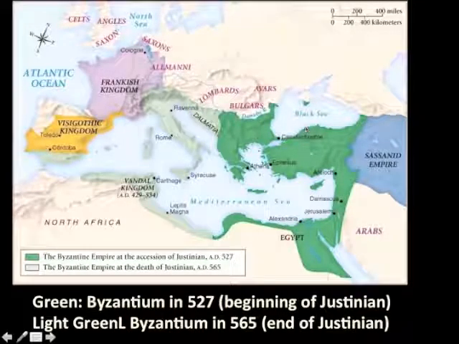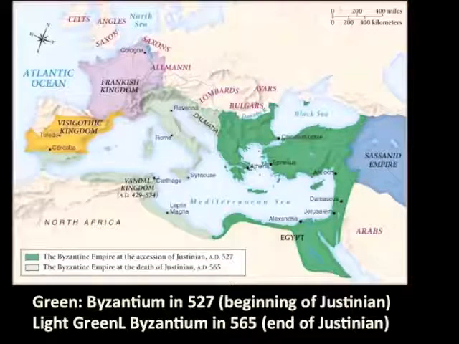So you see over here in green and in light green the extent of the Byzantine Empire. This is what Justinian had coming in. The light green is what Justinian had going out. But all around there are barbarian tribes. We have the Vandals in North Africa. We have the Franks in France. We have the Visigoths in Spain, the Ostrogoths in Italy, you name it.